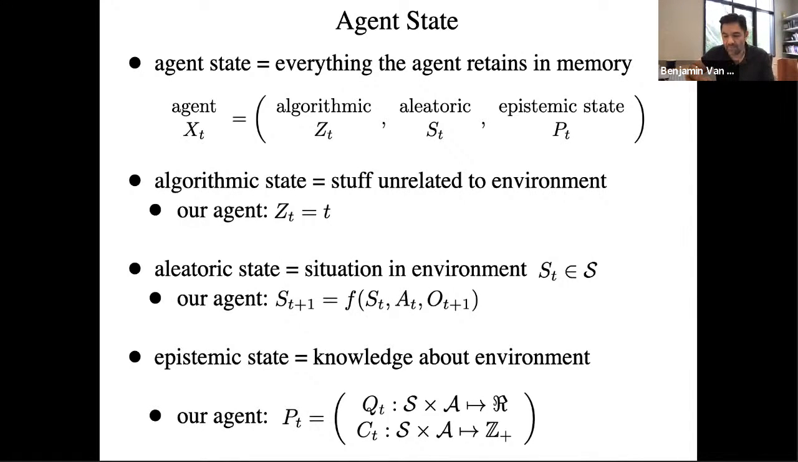Right. The second part of the epistemic state is a set of counts maintained by the agent. Right. The agent's going to keep track of how many times it's visited each state action pair, and by state there I mean aleatoric state action pair. Okay, so those are the two parts of the epistemic state, and everything that the agent maintains in memory is identified by these three components.